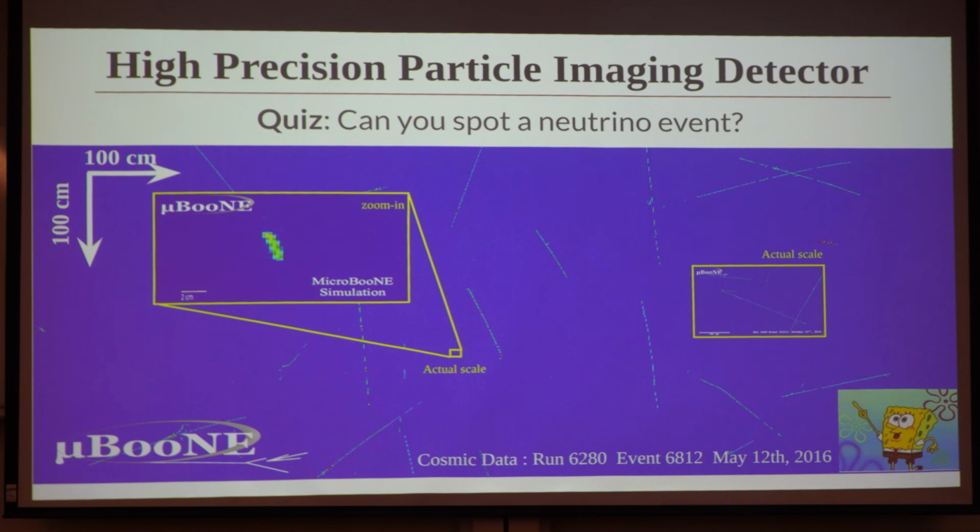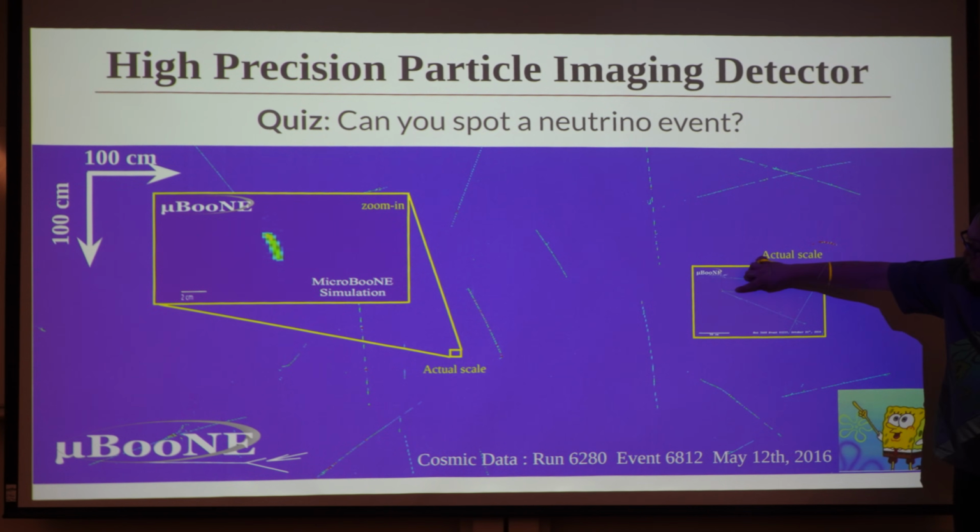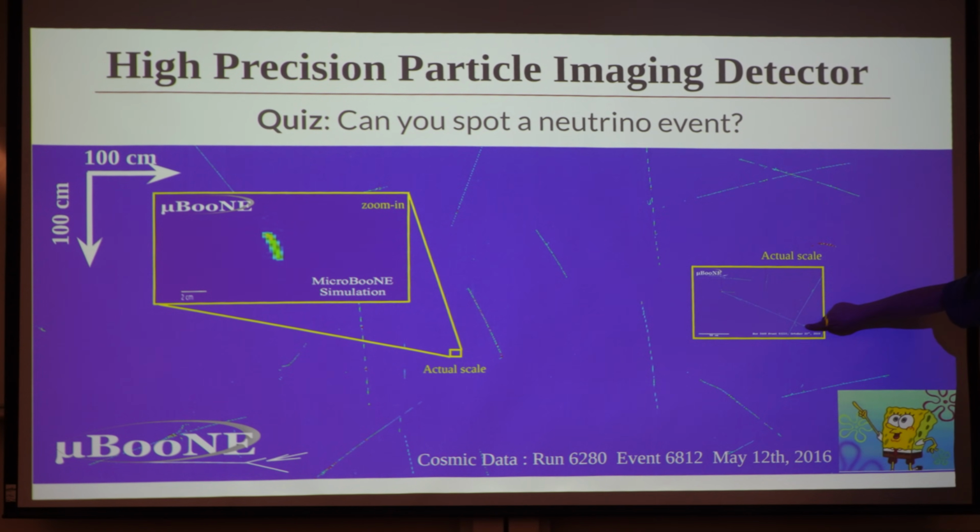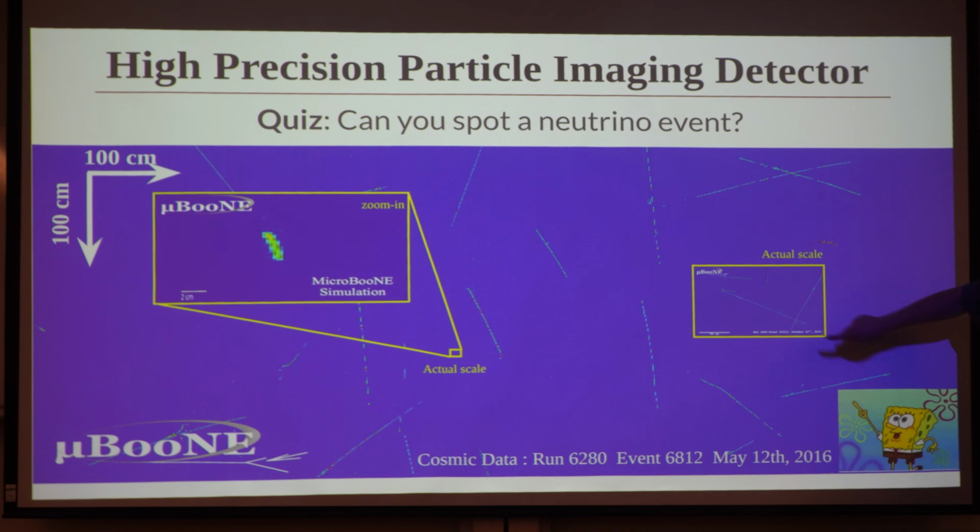Is one of those an electron and the other a muon? This one is a muon neutrino. This is a proton track, and this straight line is a muon track. And actually, if I zoom in here, there's also an electron mixed in, which I can tell from here.